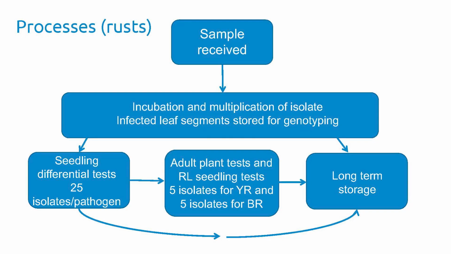I'm going to talk a little bit more and explain about those on the next slide. And then we use that data and select 5 isolates for yellow rust and 5 isolates for brown rust that we do further testing on, looking at the adult plant reaction and also the seedling reaction for all of the RL varieties and candidates. And we put all of the isolates into long-term storage. So we have an excellent collection of all of the pathogens that we've surveyed across the years.